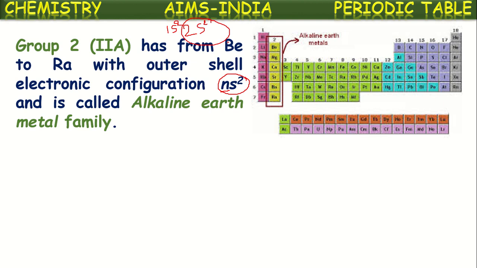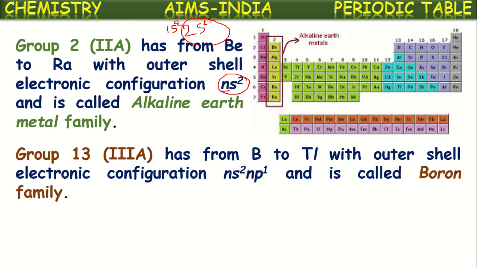And these second group elements also form alkalis, that means the bases which are soluble in water. And one more characteristic is taken into consideration while naming them: mostly these metals are available from the earth's crust. That is why these elements of second A group or group 2 elements are called the alkaline earth metal family or alkaline earth metals. Okay.